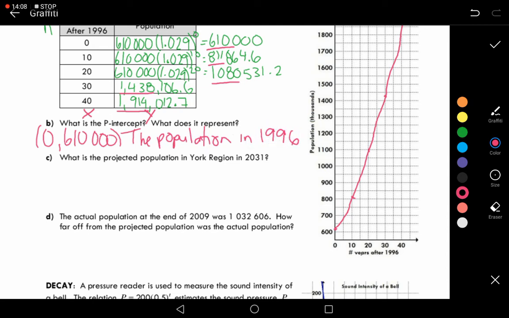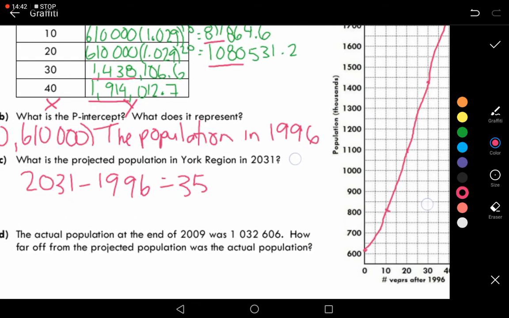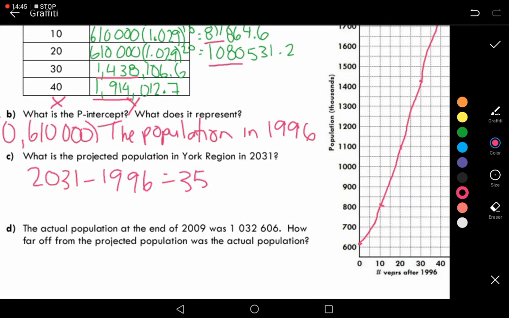Right, because it's 0 years after 1996. What is the projected population in the York region in 2031? To figure out how many years that is after 1996, we're just going to do 2031 minus 1996, and we will get 35 years. So we're looking at 35 years on our graph to figure out what the population is going to approximately be.